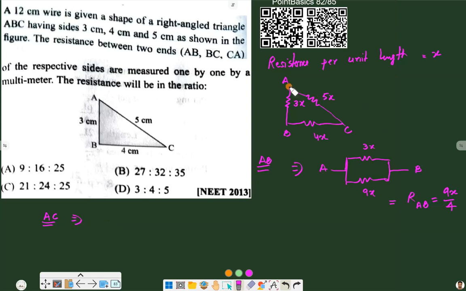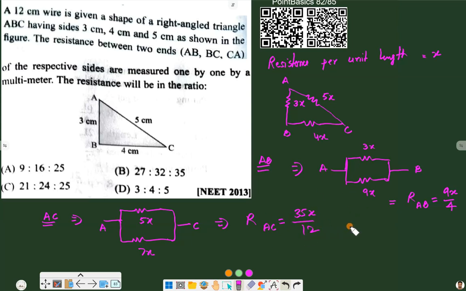For AC, we have 5x directly and 4 plus 3 plus 4 in series. So 5x and 7x are in parallel, and their combination will look like something this: 5x and 4 plus 3, 7x. Here we have A and here we have C, and their final combination will give us RAC. It will be equal to 35x by 12.